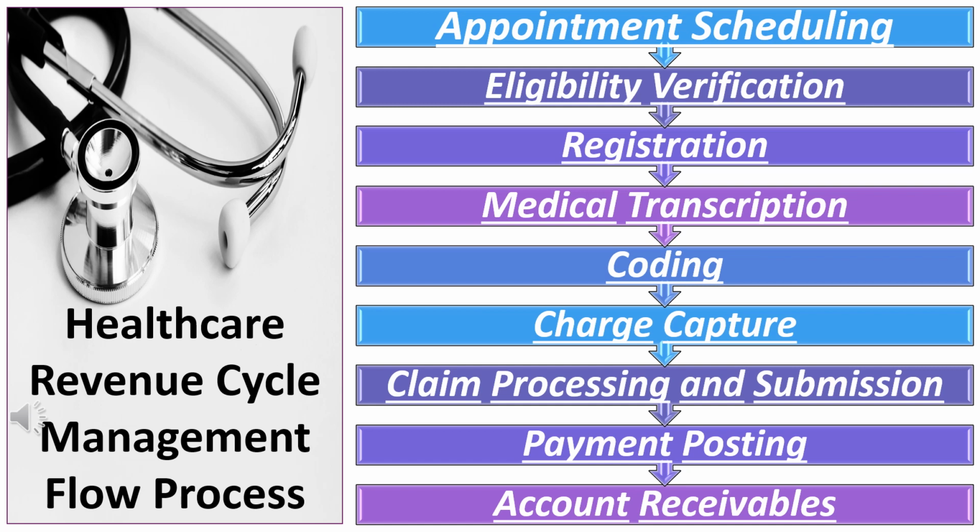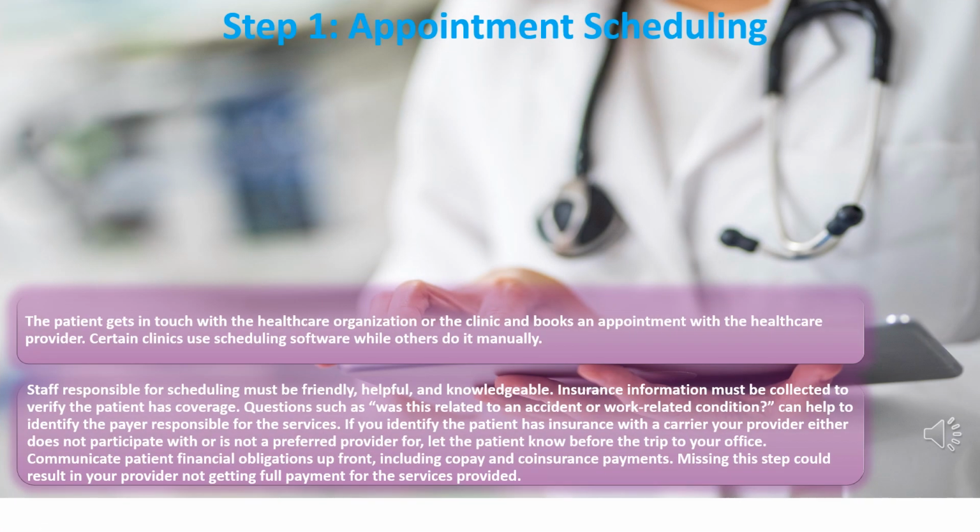Let's start with patient appointment, which is the very first step of the HRCM flow cycle. Patient appointment scheduling. In this step, the patient gets in touch with the healthcare organization or the clinic and books an appointment with the healthcare provider. Certain clinics use scheduling software while others do it manually. Staff responsible for scheduling must be friendly, helpful, and knowledgeable.